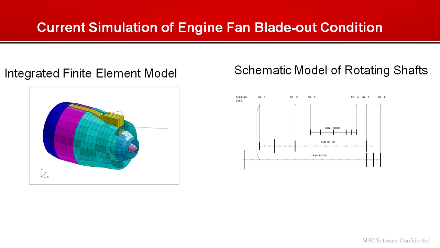So let's talk about the current practices. We know that detailed explicit models are created for the fan blade out event, and simplified implicit models are constructed for rotor dynamics. Here you see a typical integrated engine with containment structure. You don't see the shaft, the blades, but they're there, trust me.